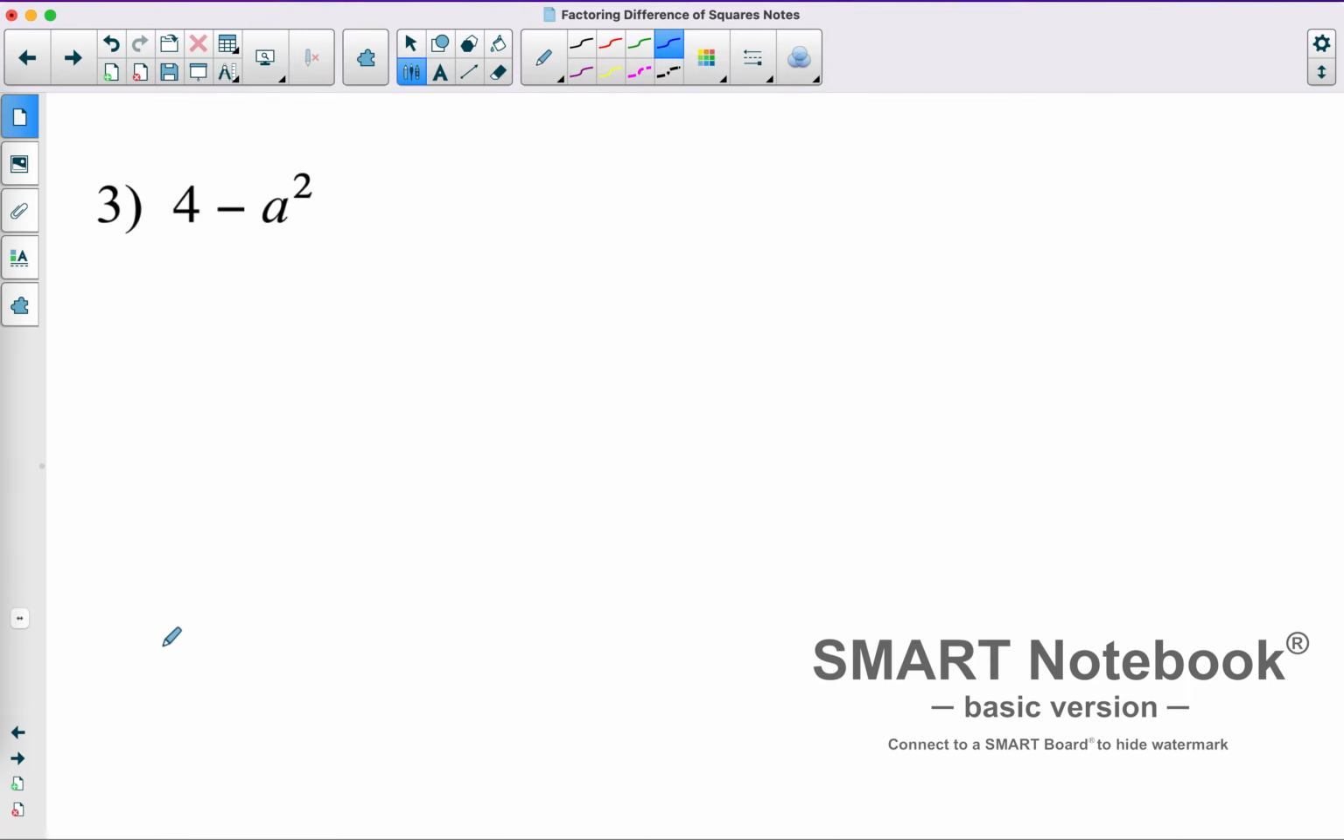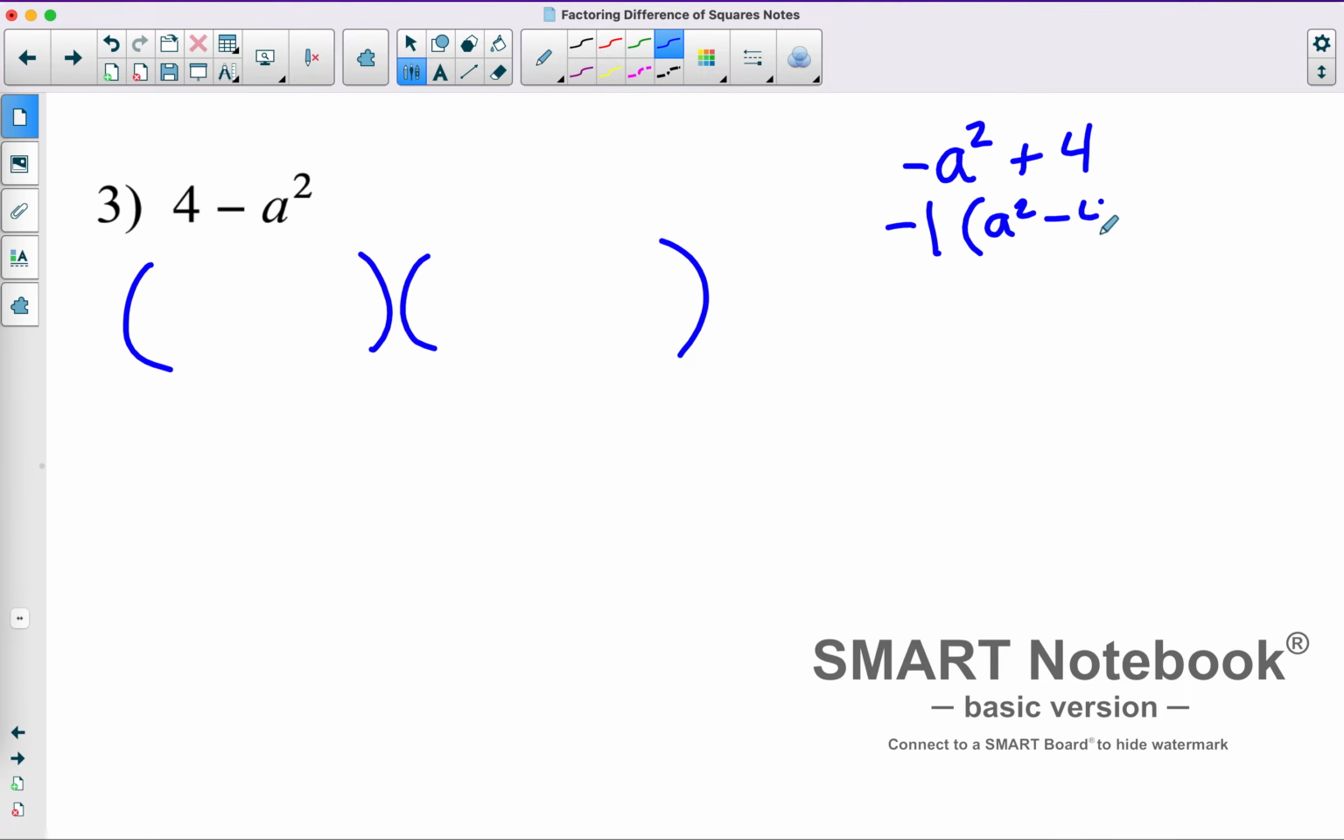All right, 3. This looks a little different, but it's still a difference of two squares. Difference because it's subtraction, and 4 is a perfect square. A squared is a square. Now, you can move that around, but you cannot make that a squared minus 4. That's not the same. You can make that negative a squared plus 4, but then you'd have to factor out a negative 1, make that a squared minus 4, and factor again. That's just annoying. So rather than doing all that, just leave it the way it is.